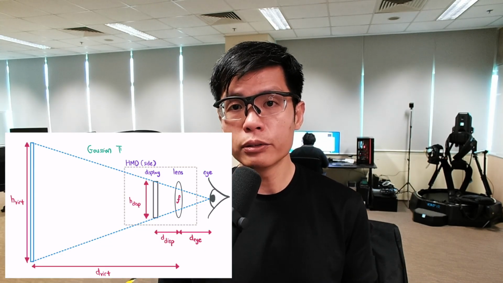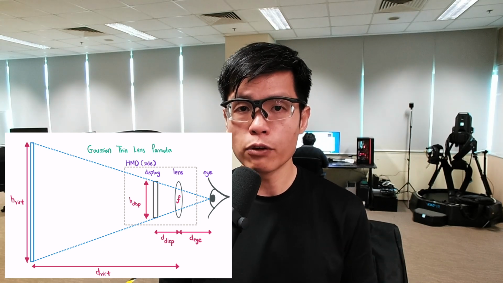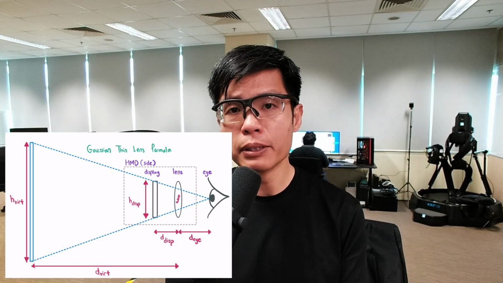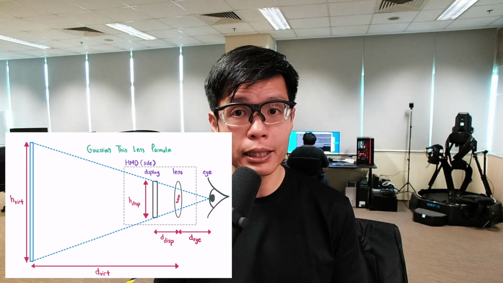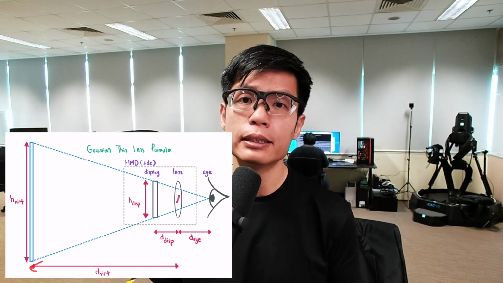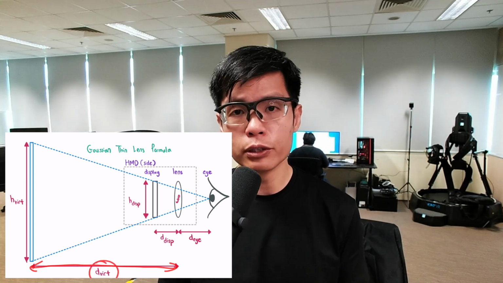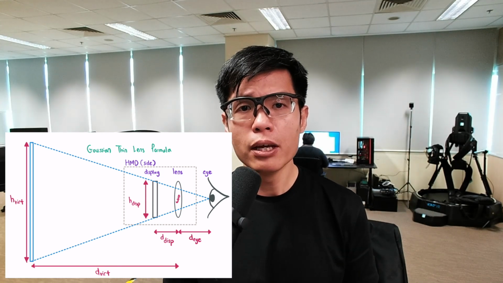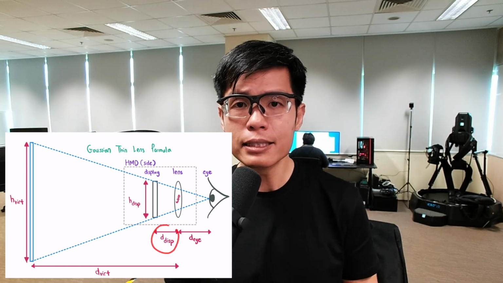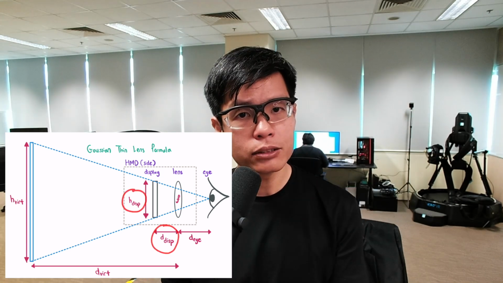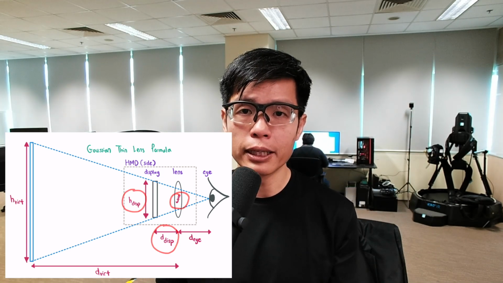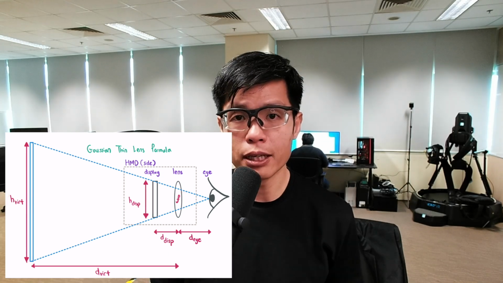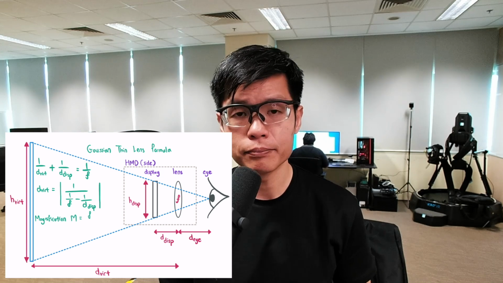Using a formula called the Gaussian thin lens formula, given the distance between the lens and the display and the focal length of the lens, we can firstly calculate the distance from the lens to the virtual image formed when your eyes are looking through the lens. With the distance between the lens and the display, the height of the display, and the focal length, we can also calculate the height of the virtual image formed. So there we have the width and the height.